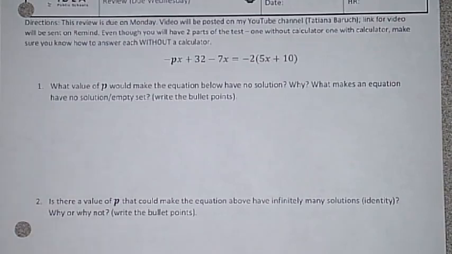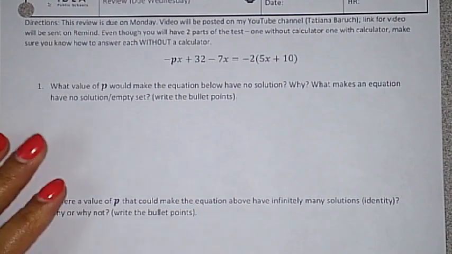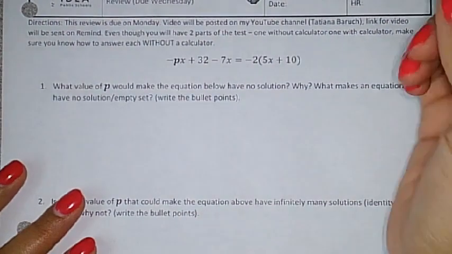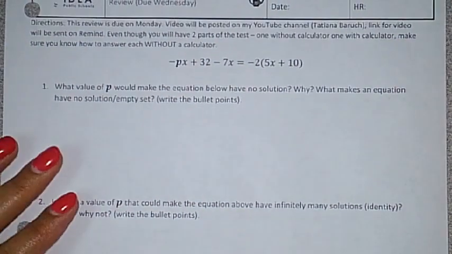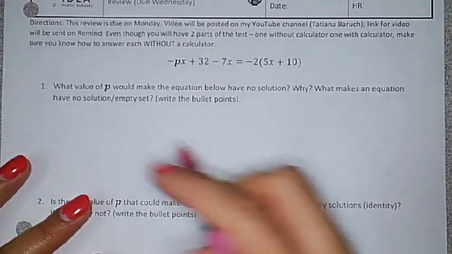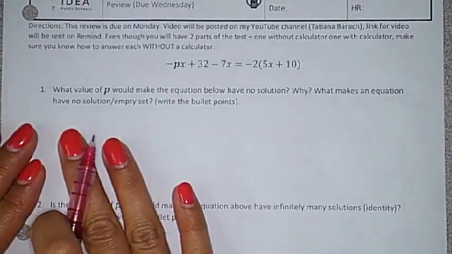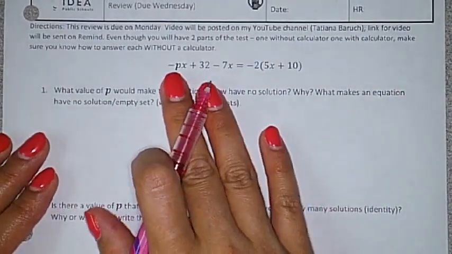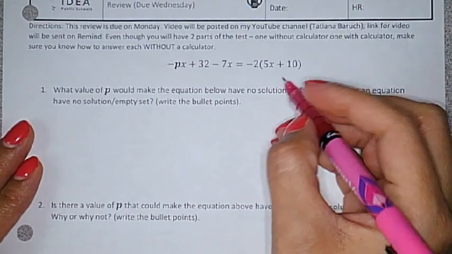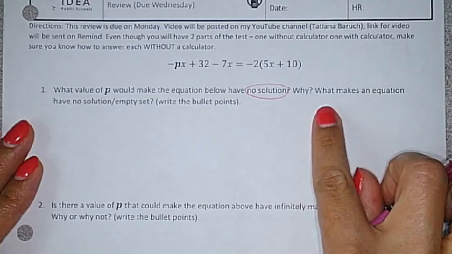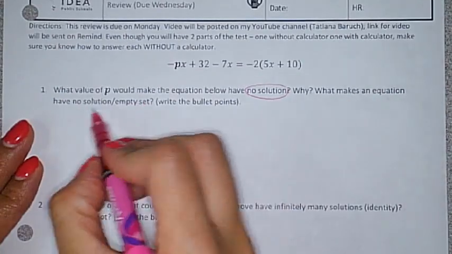Today's homework is going to be about these questions that you might see on part 1 of your test tomorrow, Wednesday. Okay, so we give an equation. It says, what value of P would make the equation below have no solution? Why? What makes an equation have no solution?